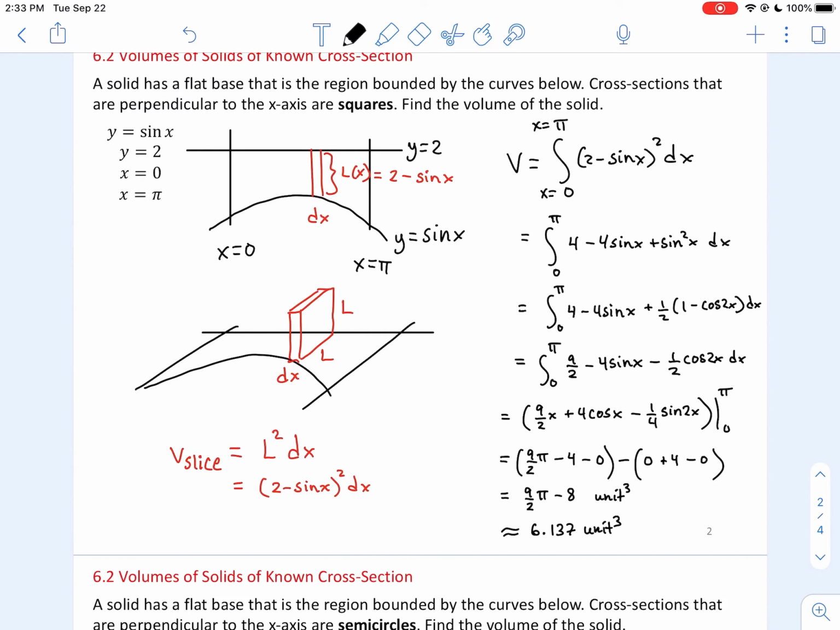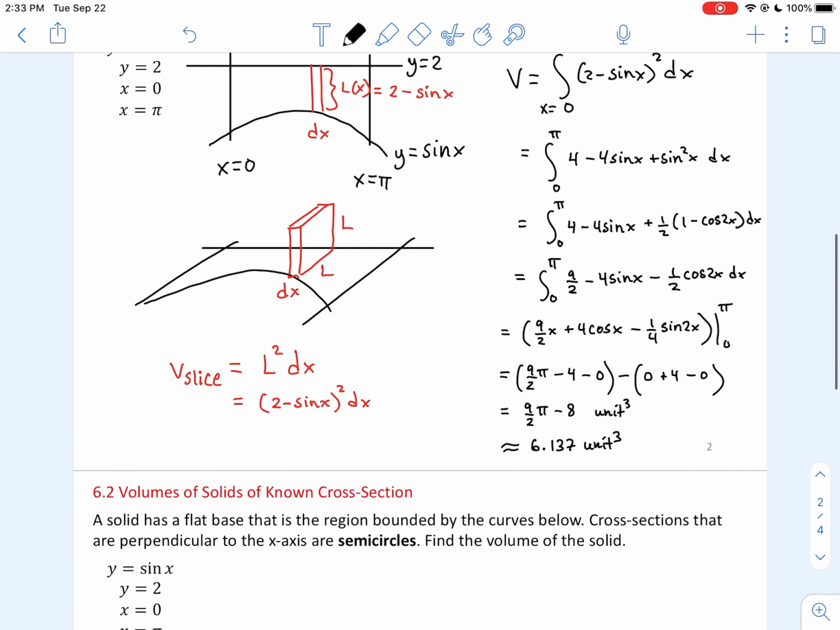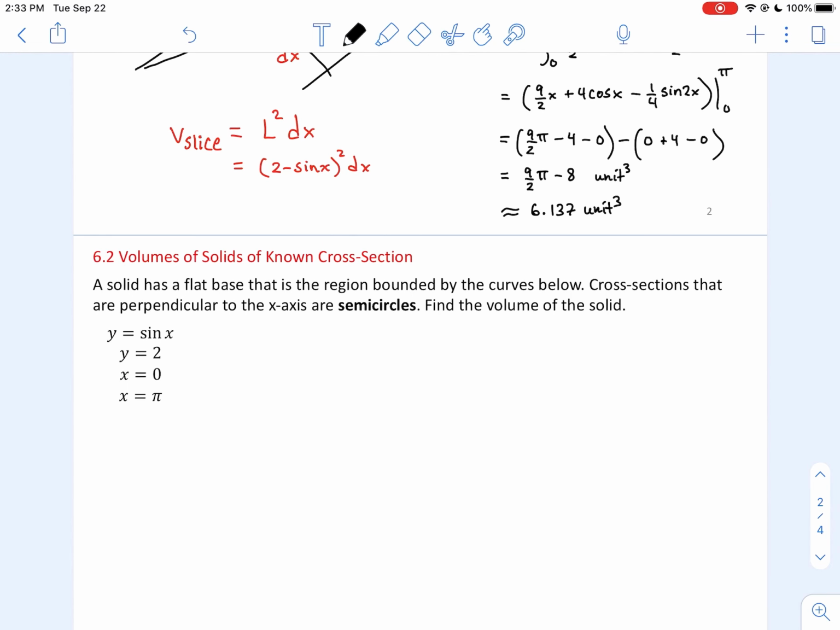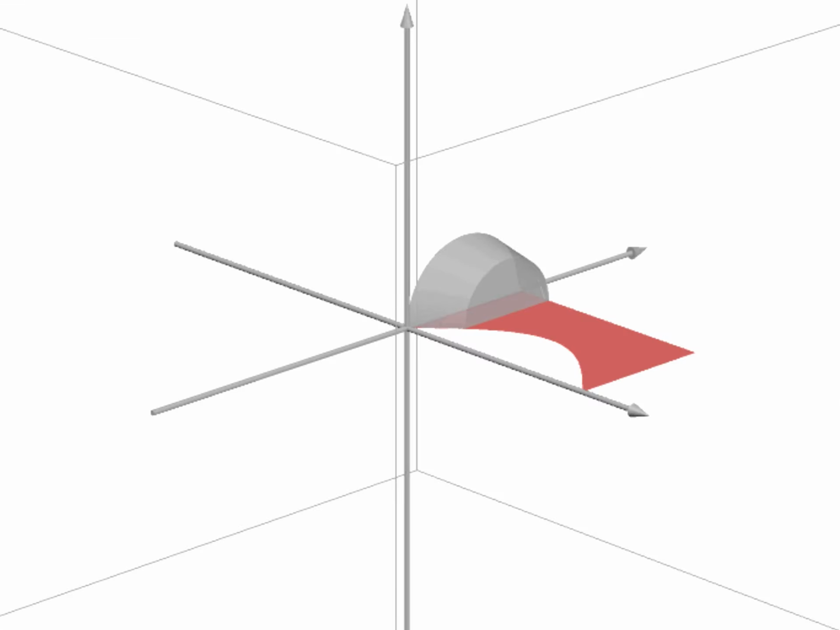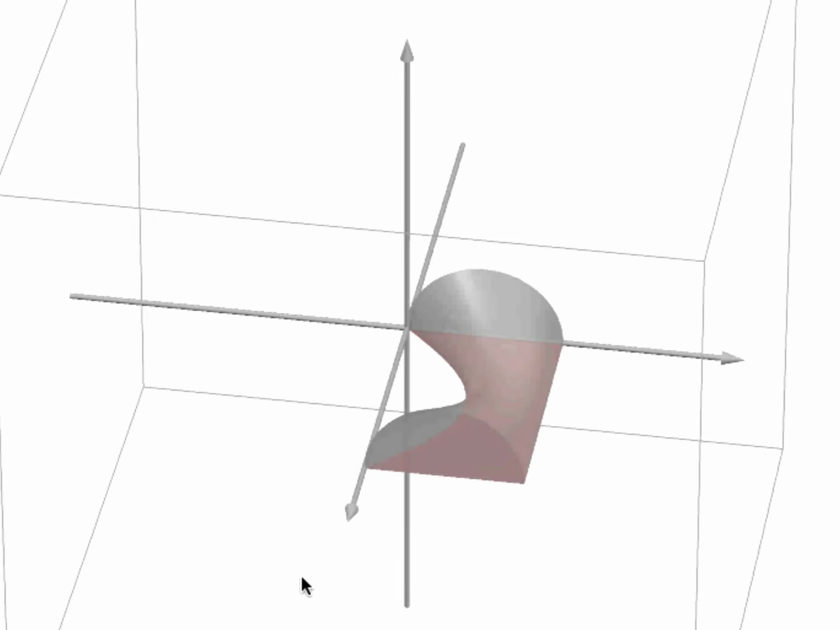6.137. Okay, let's do a similar problem. It's going to be the same base, the same 4 curves that define the base. However, this time the cross sections that are perpendicular to the x-axis will be semicircles. And you can see that as you slice through the region now, we're going to expect to see semicircles, and try to imagine what this solid would look like.